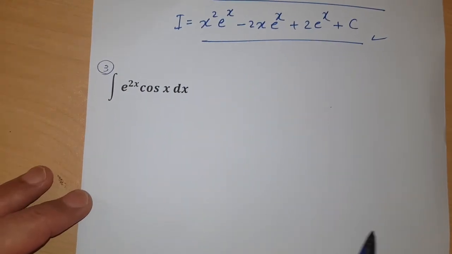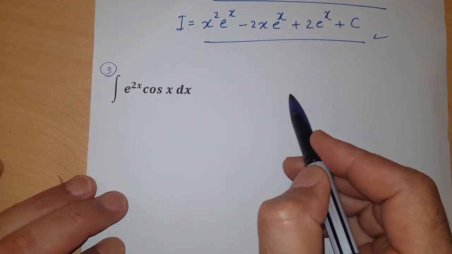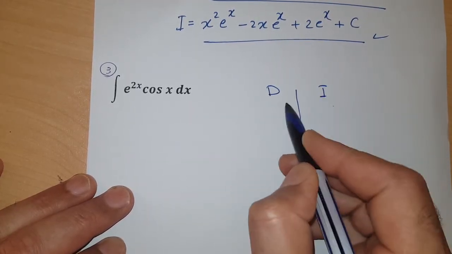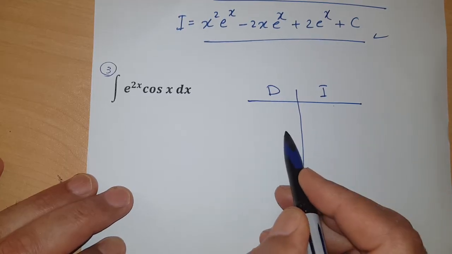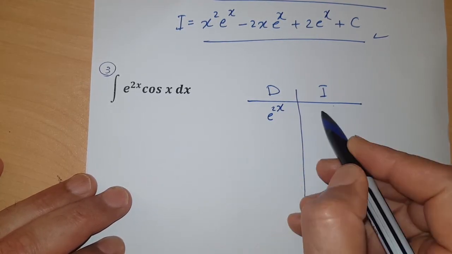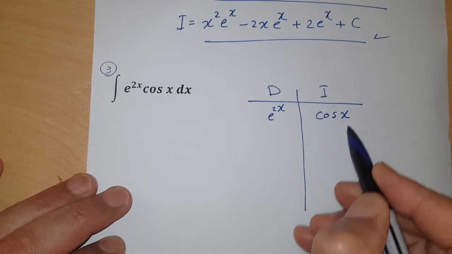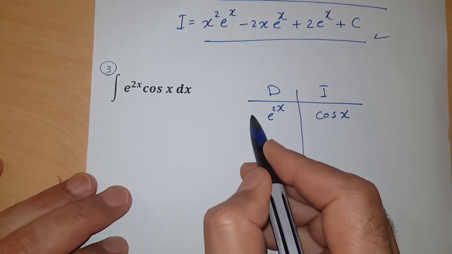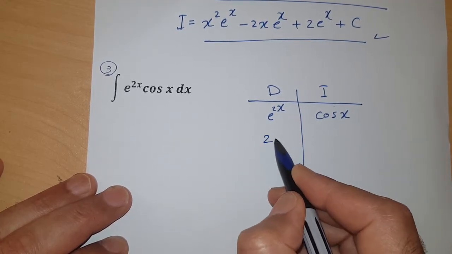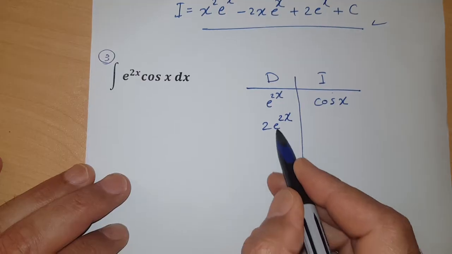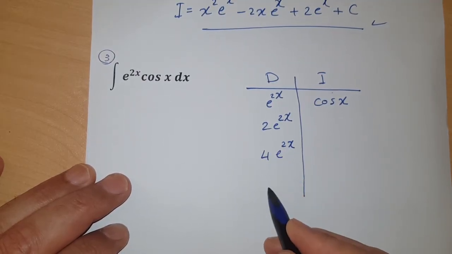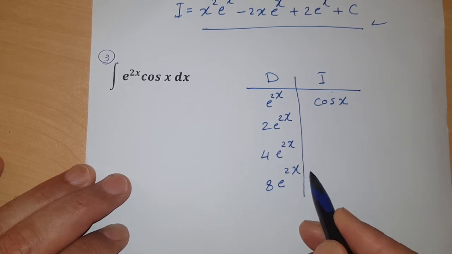Continue solving this one, a different question. Here also you use the table. This is D, some teachers name it the DI table, no problem. Just write here e to the 2x and here cosine x. Continue deriving here, and integrating here. Derive this one: 2e to the 2x. Derive again, 2 times 2 is 4, e to the 2x. And once more, 2 times 4 is 8, e to the 2x.